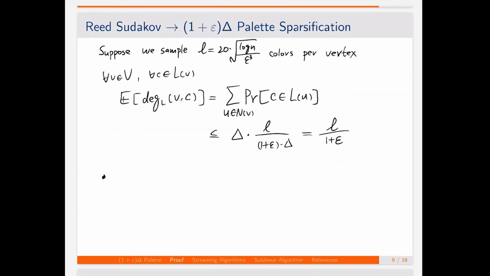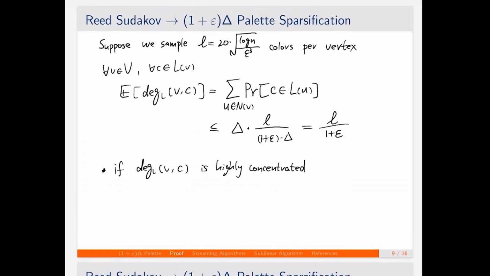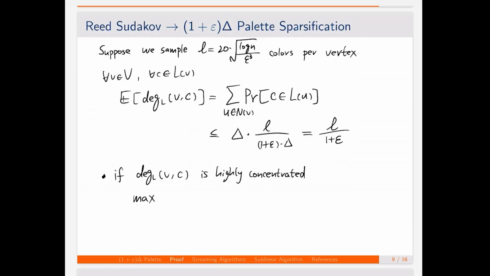We can make an observation here. So if the C degree is highly concentrated, such that the maximum C degree is 1 plus theta epsilon times delta times L, then we can apply Reed-Sudakov directly.